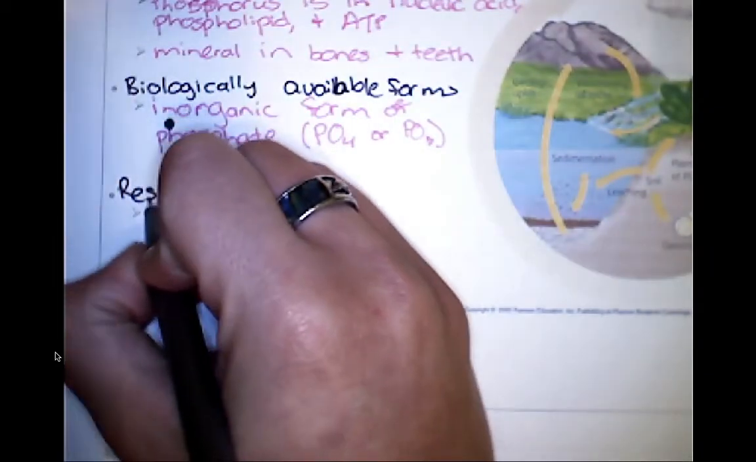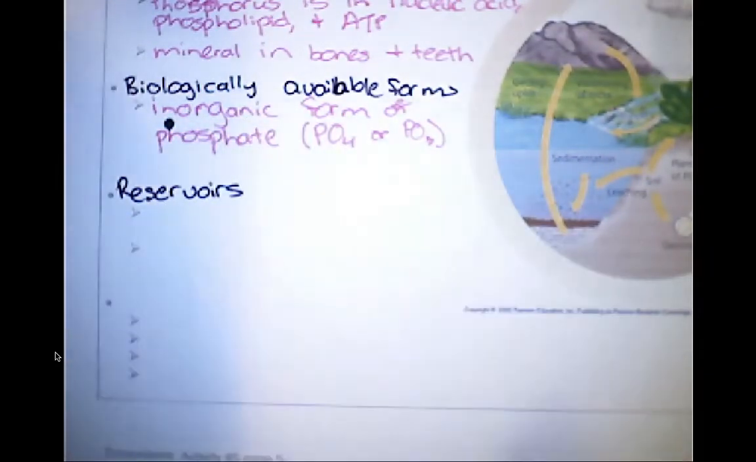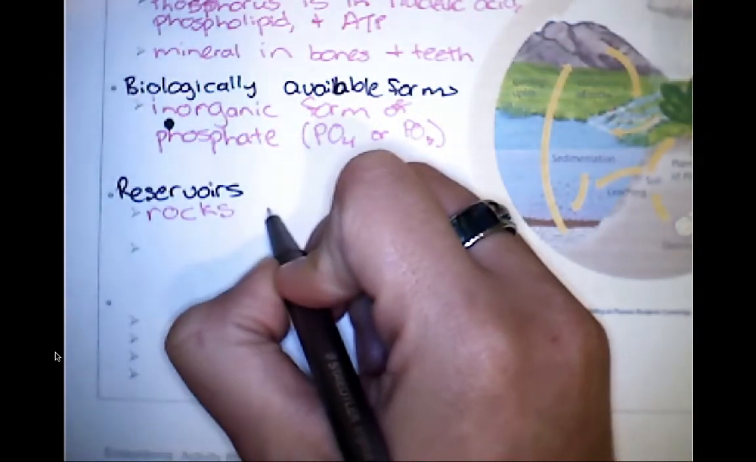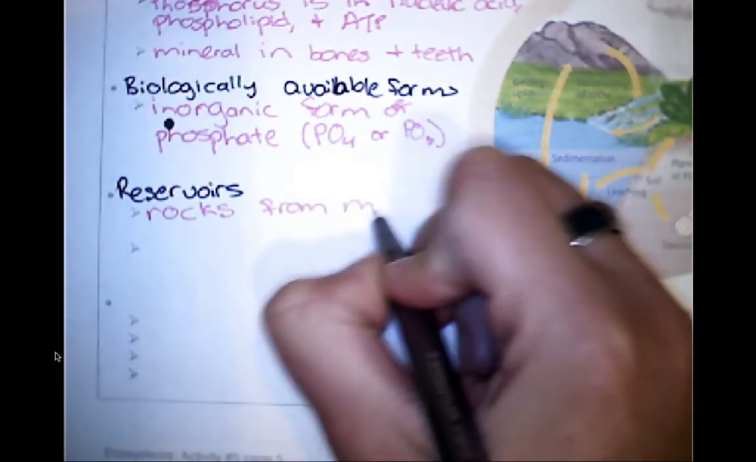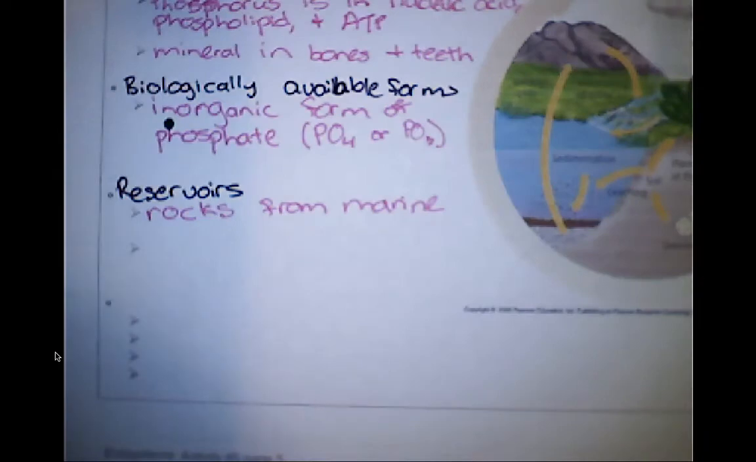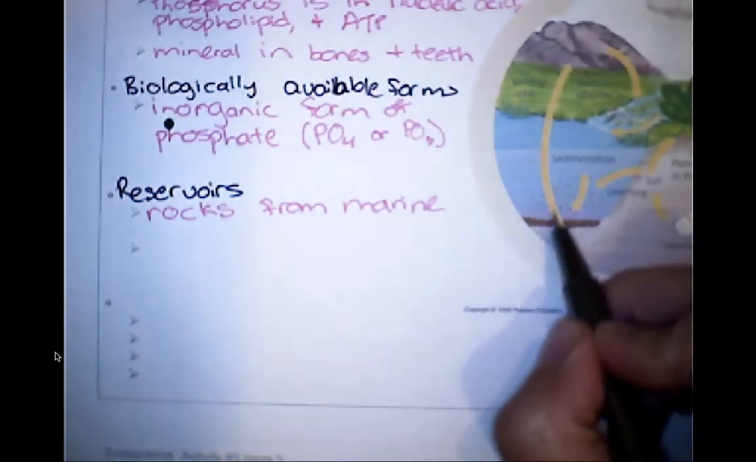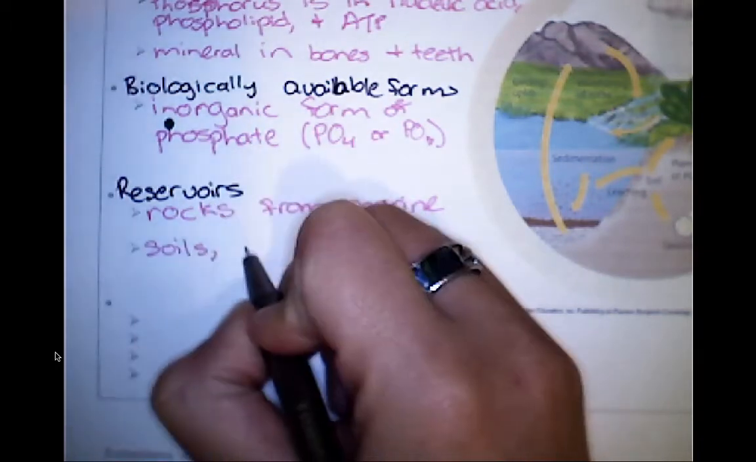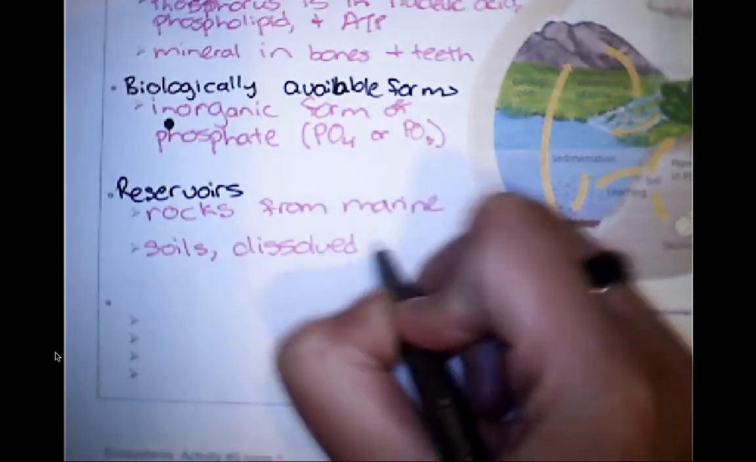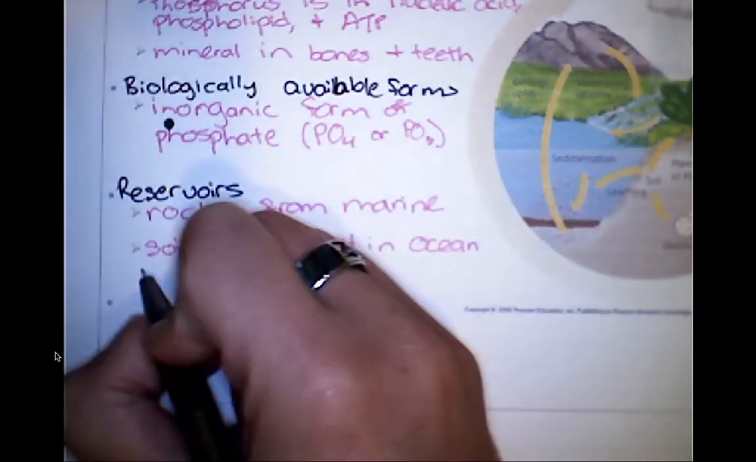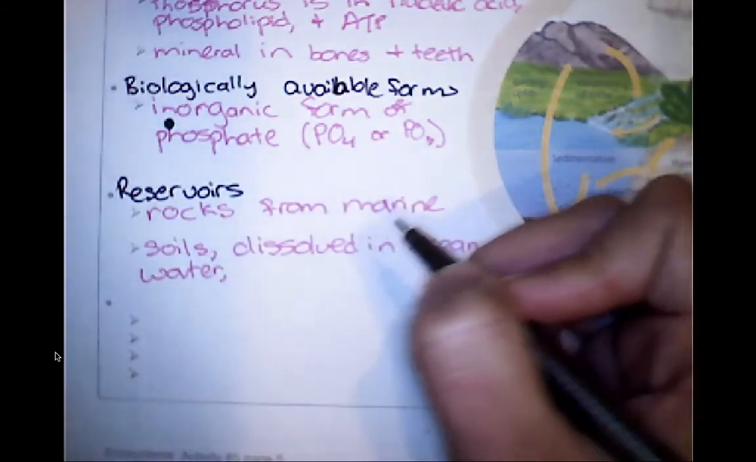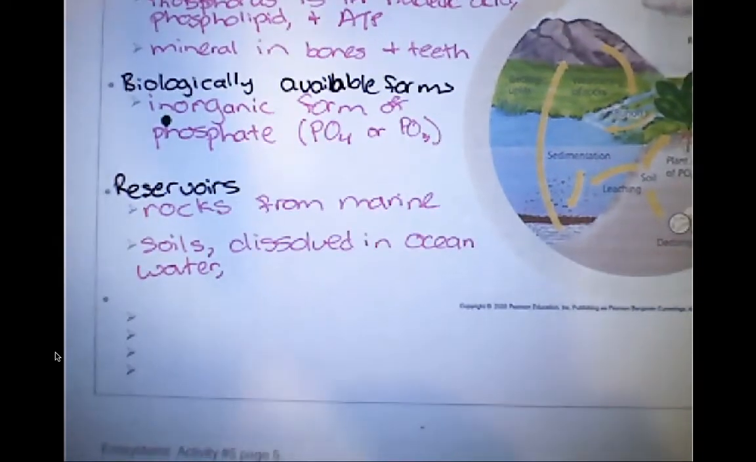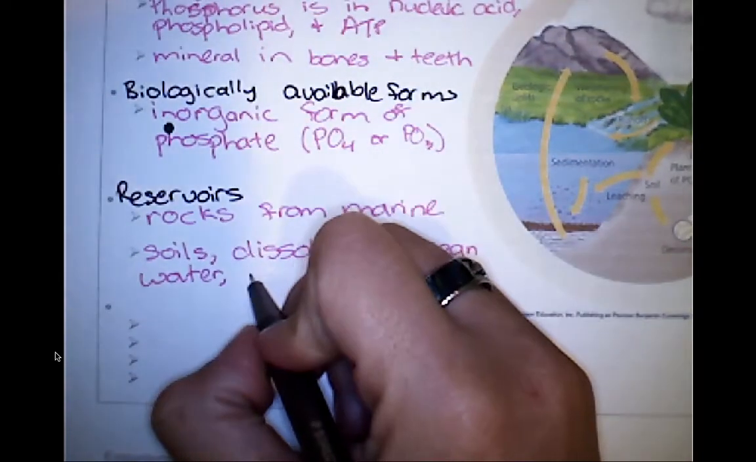Reservoirs for it. Where is this normally found? So how do we get this into our cycle? Okay, the major reservoir is rocks from marine environments. So sedimentary rocks down at the bottom of the earth. That's what this is showing right here. Okay, and there's also some in soils, dissolved in the ocean water. And then, of course, a lot of your phosphorus comes from, you're not eating dirt to get phosphorus, but you're going to be eating something, so other organisms.